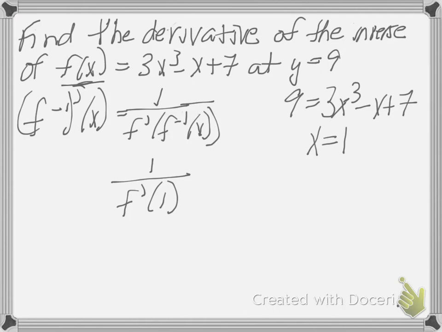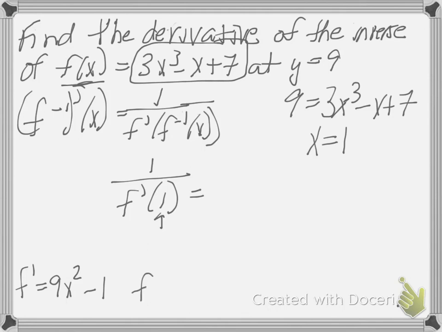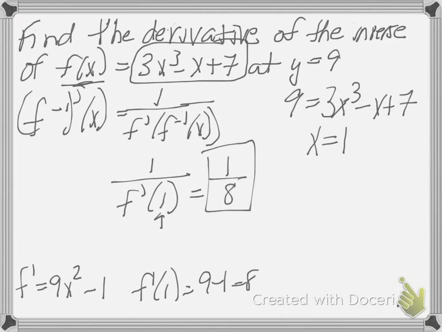Okay, so what is f prime? Here's our f right here, so let's do it down here. F prime is going to be 9x squared minus 1. So we want to know what that is when you put 1 in there. F prime of 1 is going to be just 9 minus 1, which is 8. So you're going to get 1 over 8, and that was the answer.